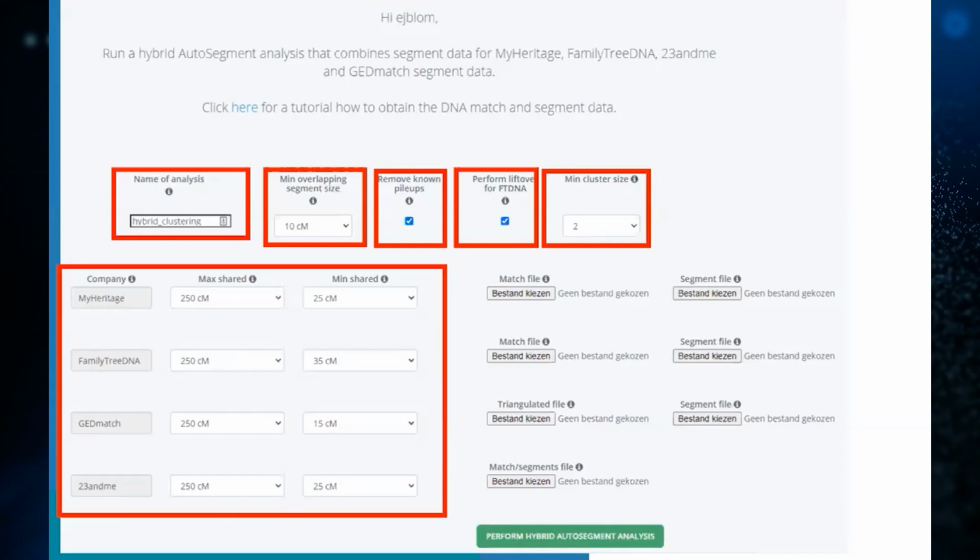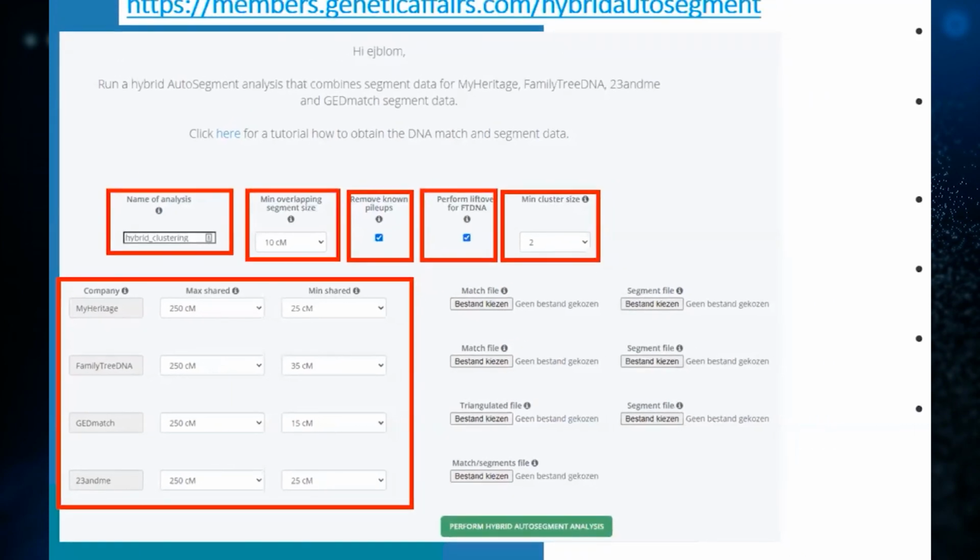So for MyHeritage, it takes 2 files. For FamilyTreeDNA, it takes 2 files. JetMatch has 2 files. And only 23andMe has 1 file because they integrate the match data with the segments into 1 file. So that only takes one file. So this is the interface. And then I think I come to my last slide.